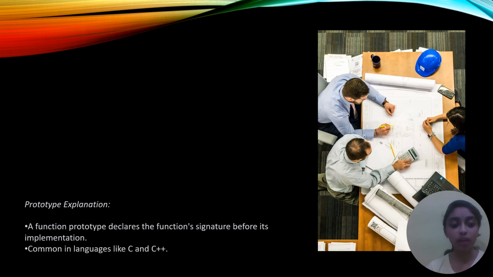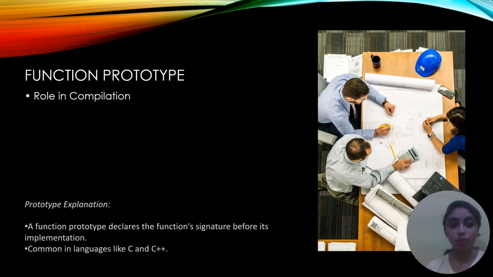A function prototype declares the function signature before its implementation. It is used in common languages like C and C++. The function prototype, its role in the complete syntax, the return types, parameters, and the examples.